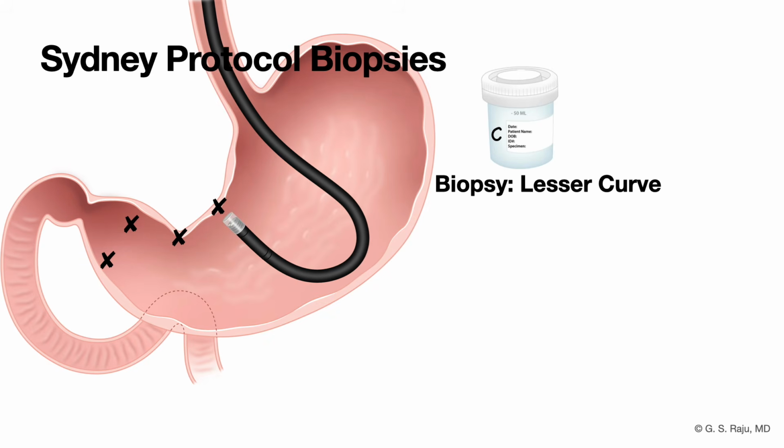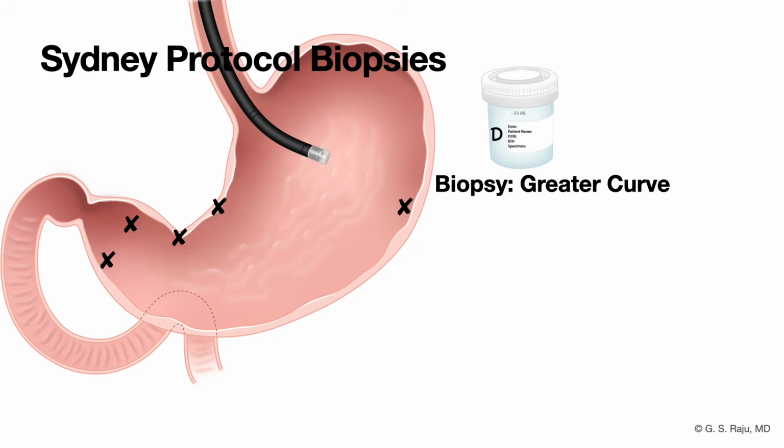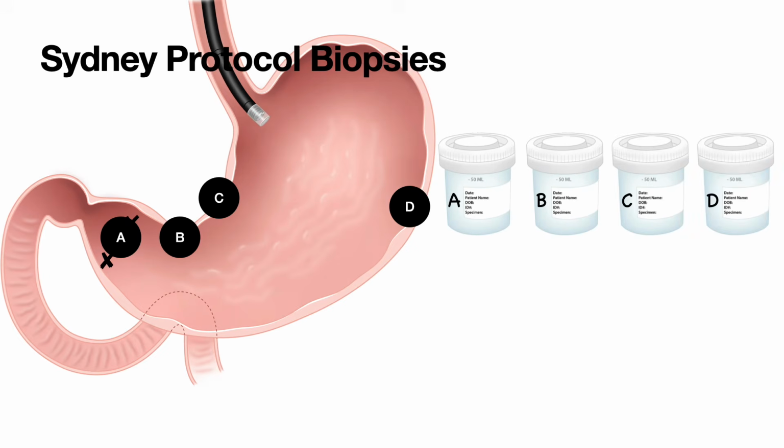You take, say, 2 or 3 biopsies from the lesser curve side of the body. Those go into jar C. Lesser curve, body, jar C. And finally, you take biopsies from the opposite side, the greater curve of the body, and those go into jar D. Okay, wow. So it's antrum A, incisura B, body lesser curve C, body greater curve D. 4 specific jars, 4 specific locations.